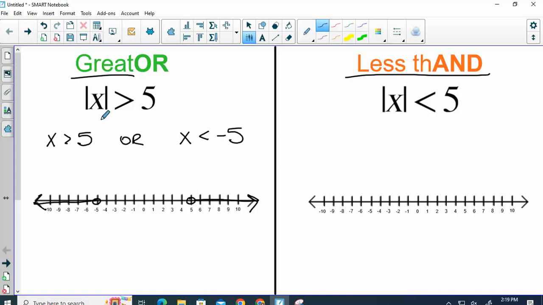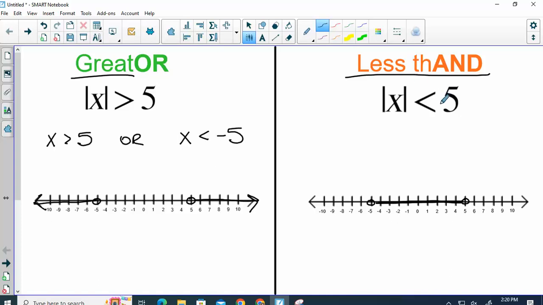All right, the second option, the less than and statement. So we know it's between two numbers. I'm saying that the distance from 0 is less than 5. Okay, so that means it has to be less than 5 above and less than 5 below. So it's just in between those two numbers. Does that make sense if we think about it in terms of a distance?